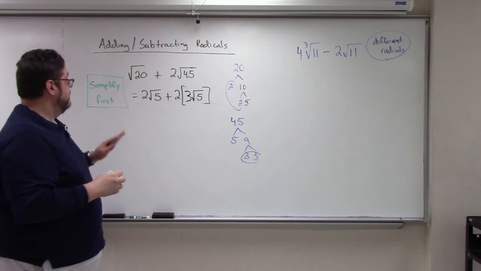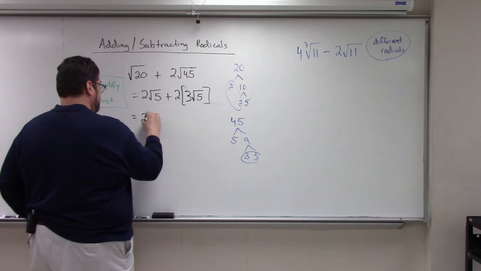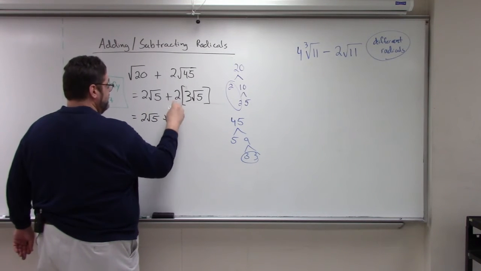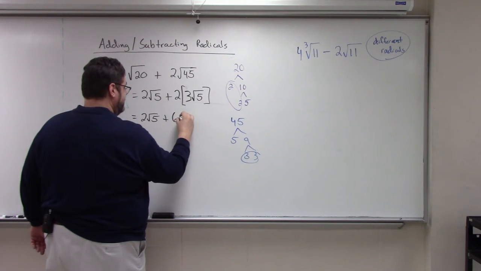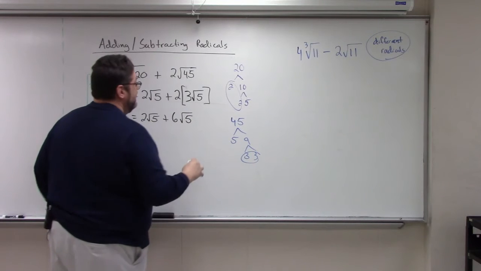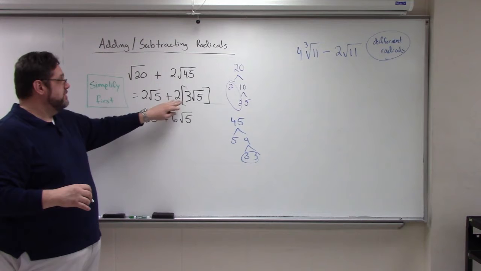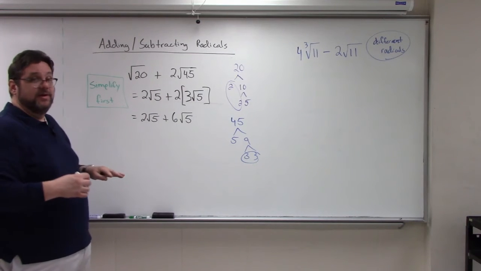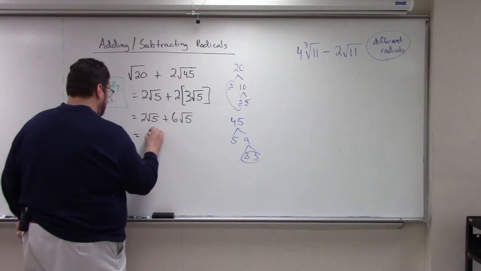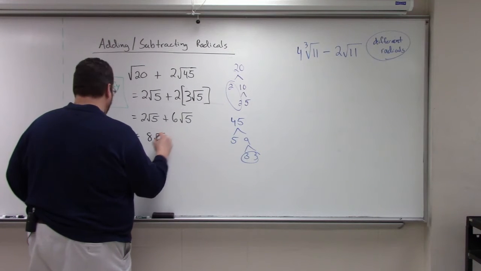All right, so now this is 2 times the square root of 5 plus 2 times 3, so this will be 6 square root of 5. And now I've simplified my radicals. I've multiplied anything that I need to multiply there. And now I can actually add, and I get 8 times the square root of 5.